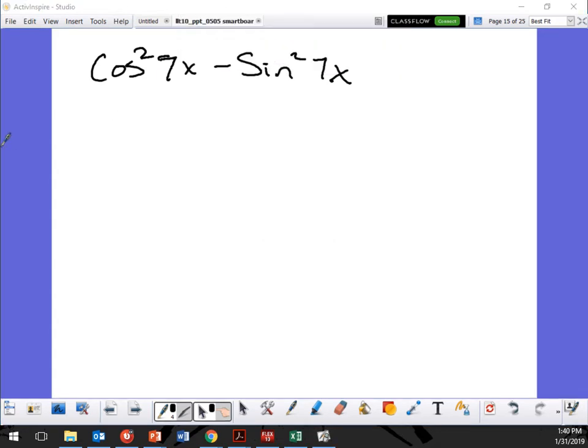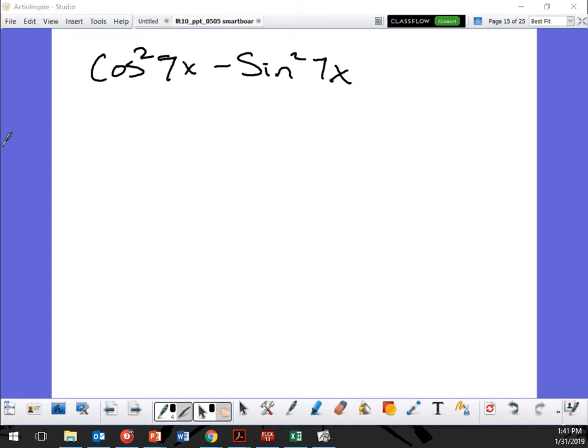Okay. Now, it says cosine squared minus sine squared, right? Does cosine squared minus sine squared sound familiar? Yes. So what identity am I going to use when I see cosine squared minus sine squared? Cosine of 2x or 2a.